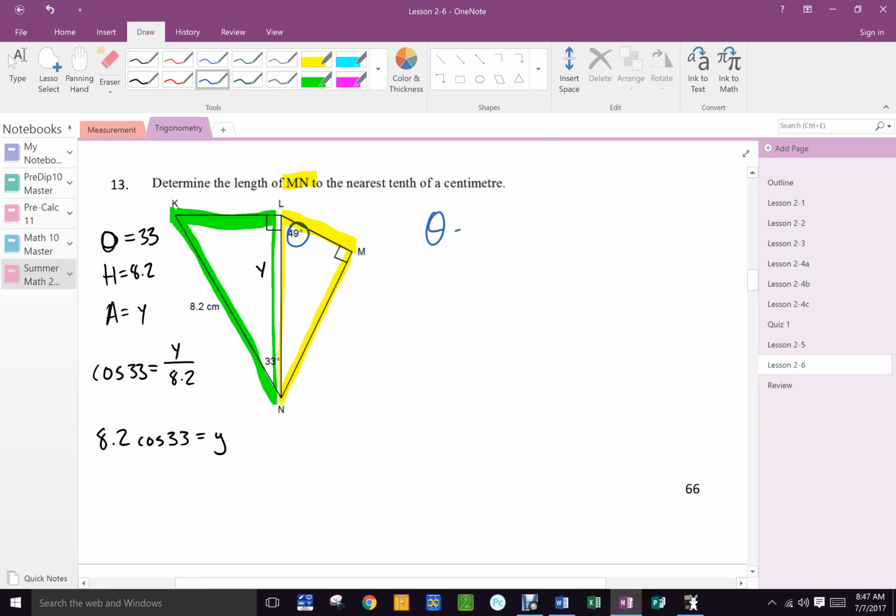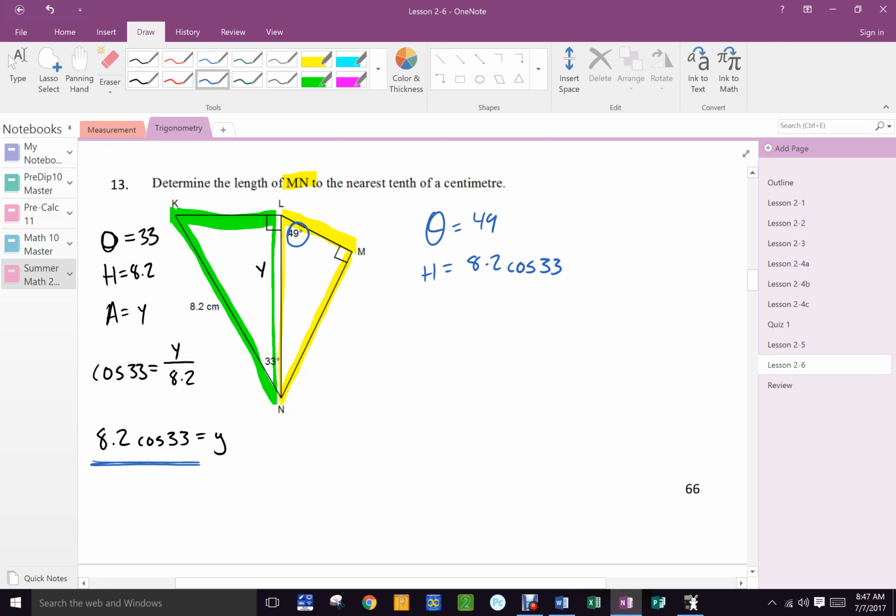Do I have a theta for my yellow triangle? Yeah, it's 49. Do I have a hypotenuse for my yellow triangle? Yes, I do. It's that, isn't it? Because the hypotenuse of the yellow triangle is the y from the green triangle, yes? And I know that y is that. So my hypotenuse is 8.2 cos 33, isn't it?